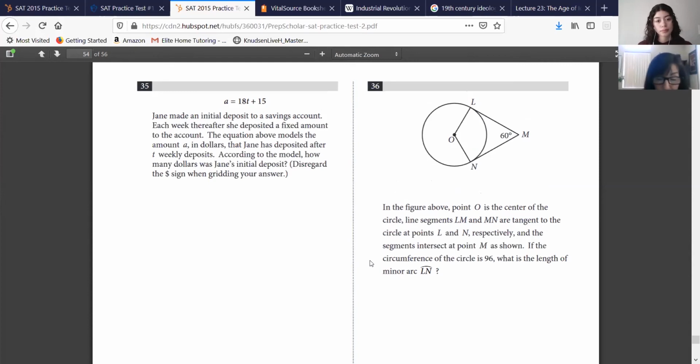Okay, so let's pick it apart. Draw your circle, draw your 60-degree angle, and your central angle. Label what you can, and we'll take a look at this. This will be our last problem for the day.